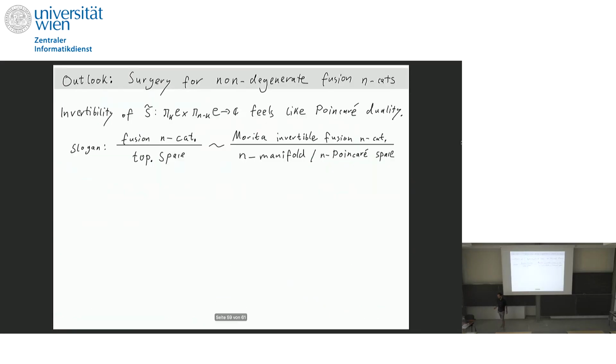Okay. So now let me finish with a bit of an outlook where this is leading. This invertibility of this S-matrix, you can think of this, it feels a bit like Poincare duality. We get these homotopy groups, and we have this perfect pairing between homotopy groups in this diagonal way. So if you think of a fusion n category as being analogous to a topological space, this was the point I was trying to make earlier, then maybe you should think of an invertible fusion n category as somehow being analogous to a manifold, or maybe really to a Poincare space. It's somehow a property rather than structure on a space.